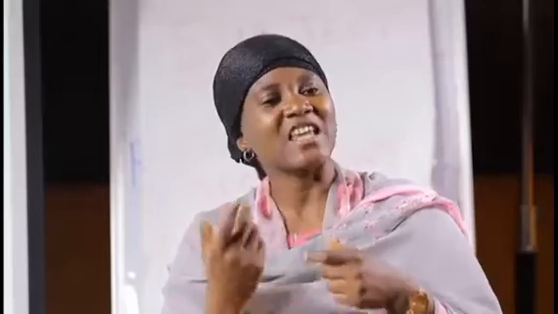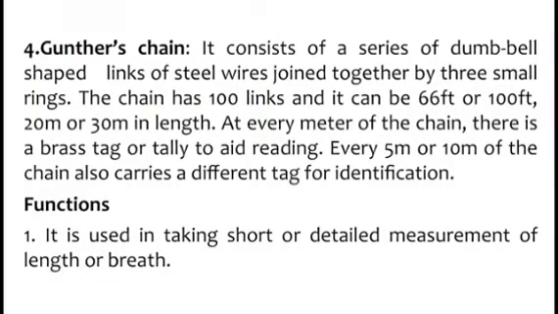When you use the measuring tape, it's the same thing. You have your measurements in centimeters and in inches on different sides so that you're able to identify what you're using. It's the same thing for the Gunter's chain. What is the Gunter's chain used for? It is used in taking short or detailed measurements of length and breadth.